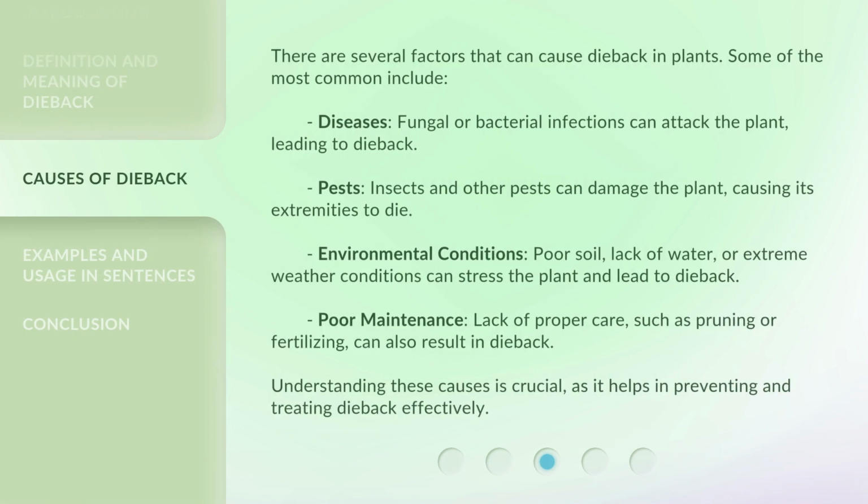There are several factors that can cause dieback in plants. Some of the most common include diseases. Fungal or bacterial infections can attack the plant, leading to dieback. Pests. Insects and other pests can damage the plant, causing its extremities to die.